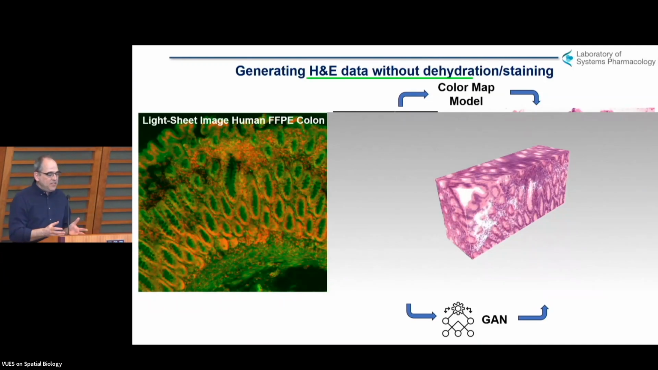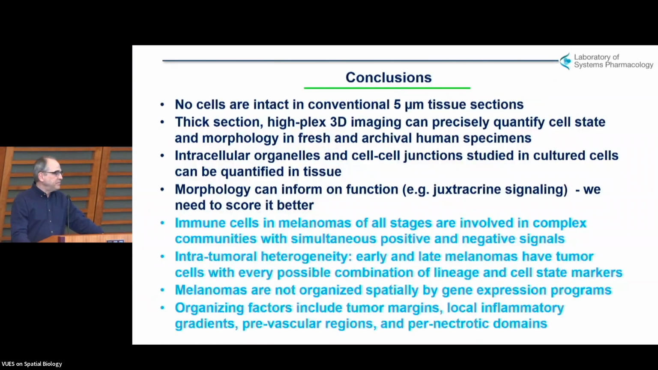And one of the things we've seen there, no surprise, is in 3D, things look completely different than they do in 2D. And we've just misappreciated often their shape. So sort of conclusions for this, and I'm going to wrap up with a final 3D section, is really no cells are intact in a conventional 5-micron thick section. 3D gives us some access to that, and you can use the resulting morphological information to inform on function.